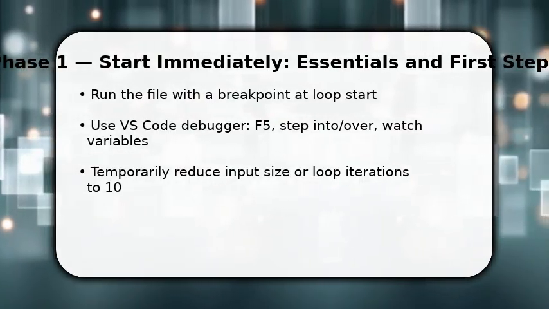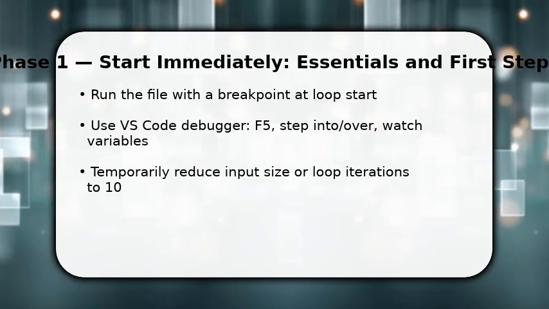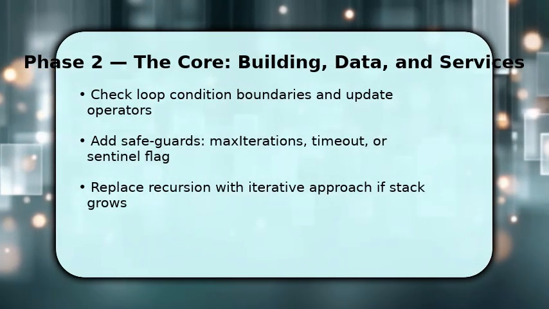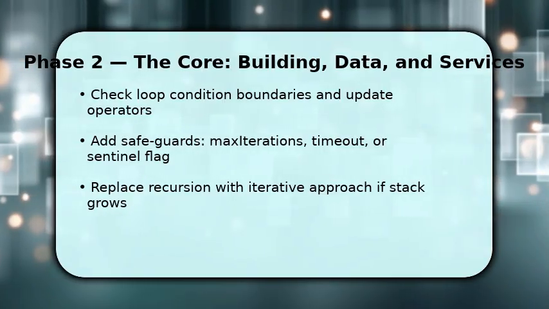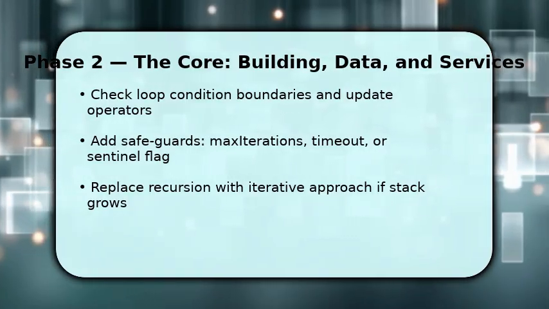Now you change the logic that caused repetition. First, inspect and correct the loop condition. Off-by-one errors and wrong operators are common culprits. Then add guards. Implement a max iterations counter or a timeout so the loop exits if progress stalls.